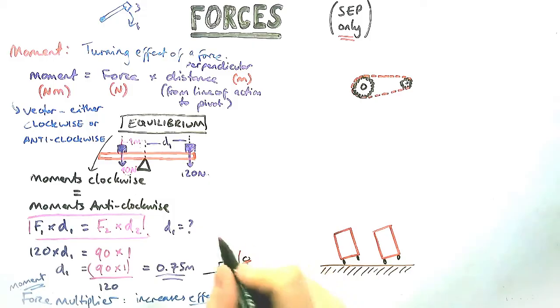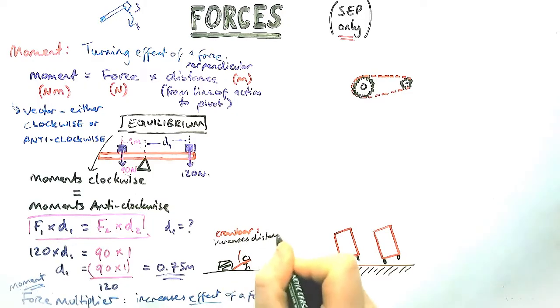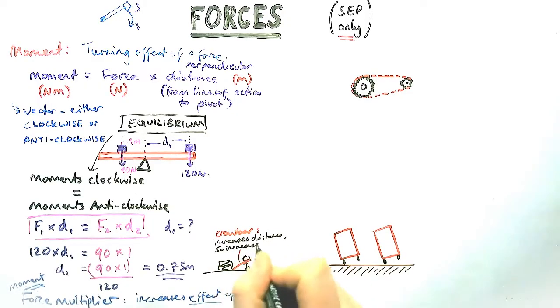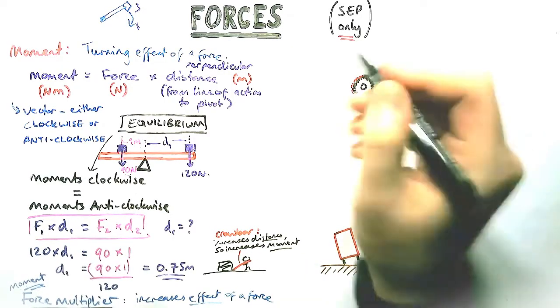Say you're trying to lift up a heavy block. You use a crowbar because you have a higher distance. You're increasing the distance, therefore you're increasing the moment, even though you're not applying any more force. The whole point is to make the effect of your force bigger.